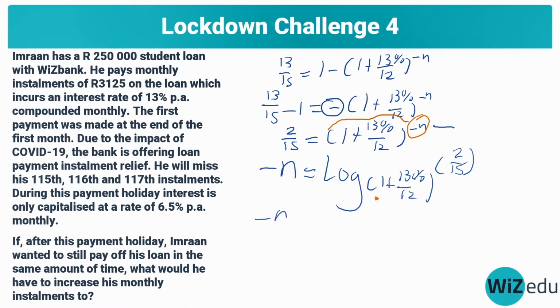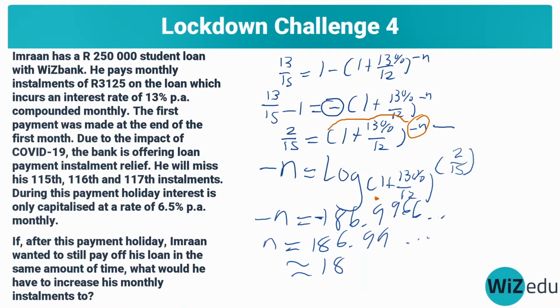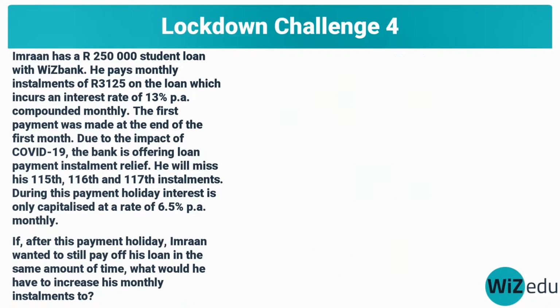So negative n is going to equal 186.9966, and so on, and that's negative. So we times both sides by negative to make that positive, 186.99, and so on, and that's approximately 187 repayments or months of the loan. So now that we know this, we can go on to solve the rest of the question.